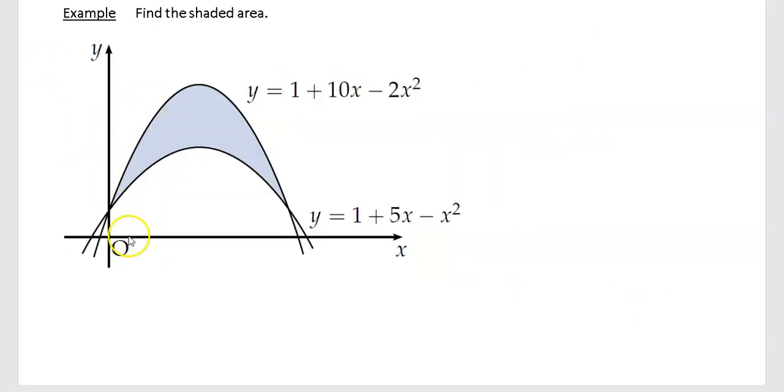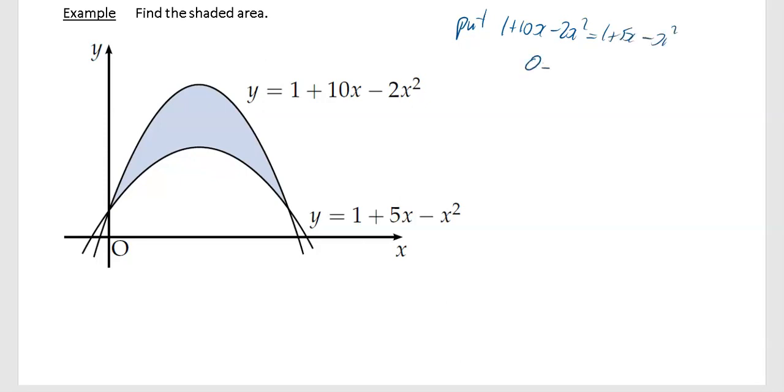Okay, our last example, we've got to find our limits. First of all, we've got the upper curve is y equals 1 plus 10x minus 2x squared. The lower curve is 1 plus 5x minus x squared. So we're going to put these two equal to see what our limits are, or where they intersect. I imagine one of them is going to be 0, and then this one I have no idea what it's going to be. But to get us started, just put the two things equal: 1 plus 10x minus 2x squared equal to 1 plus 5x minus x squared.